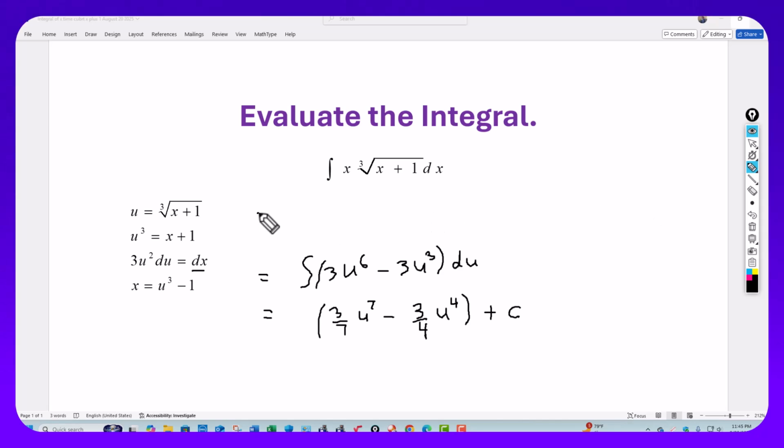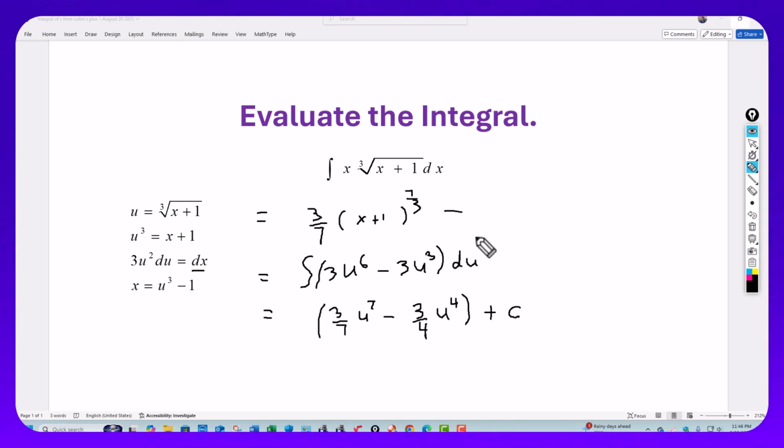So my next step is going to go back up here then, equals 3 7ths u to the 7th minus 3 4ths u to the 4th. The original variable is right here, cube root of x plus 1. So wherever you have a u, you put a cube root of x plus 1, and you take it to that power. So this will be 3 7ths here, and then the u is going to be replaced by x plus 1. And remember, the cube root means to the 1/3 power, so we take that to the 7th power. This will be 7/3 here. And then it's minus.